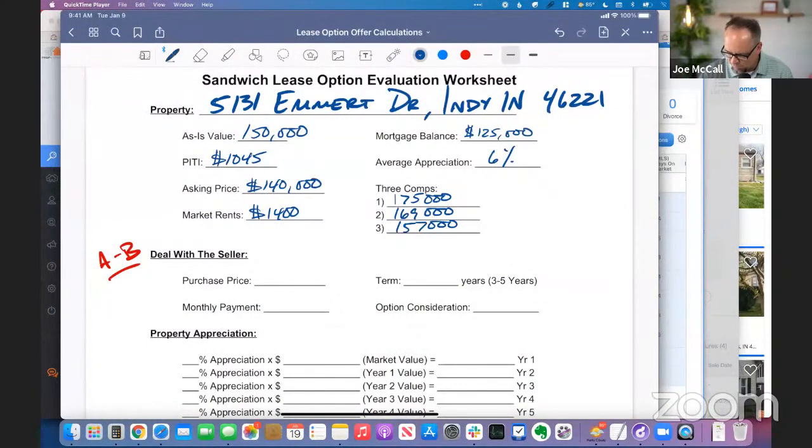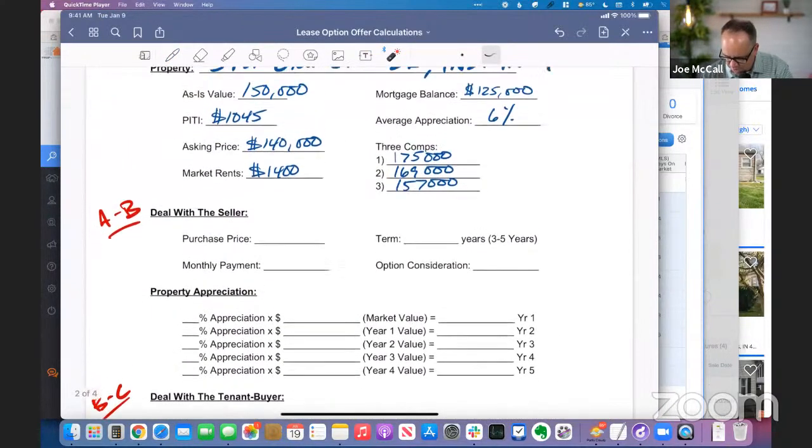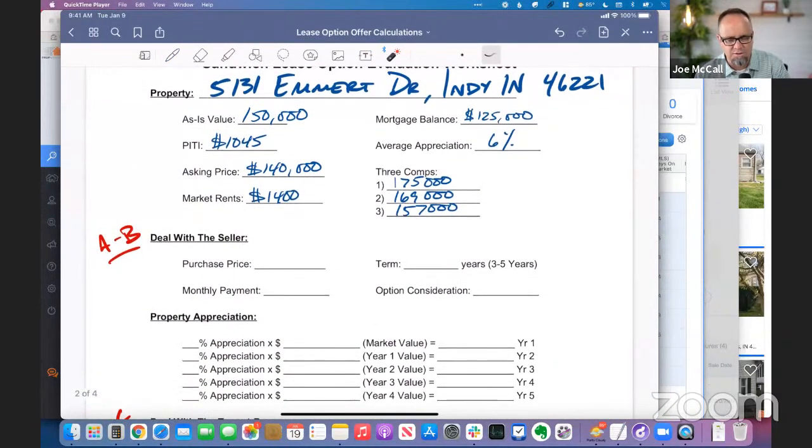And I just want to see, all right, well, if I'm going to, and we'll see it down here, the price that I'm going to be selling it to the tenant buyer, you know, what's your gut check? If you're trying to sell this house to the tenant buyer in 1 year for $200,000, it's probably not realistic. You're not setting the tenant buyer up for success. If I'm going to try to sell it in 1 or 2 years for 185, I don't know, maybe.